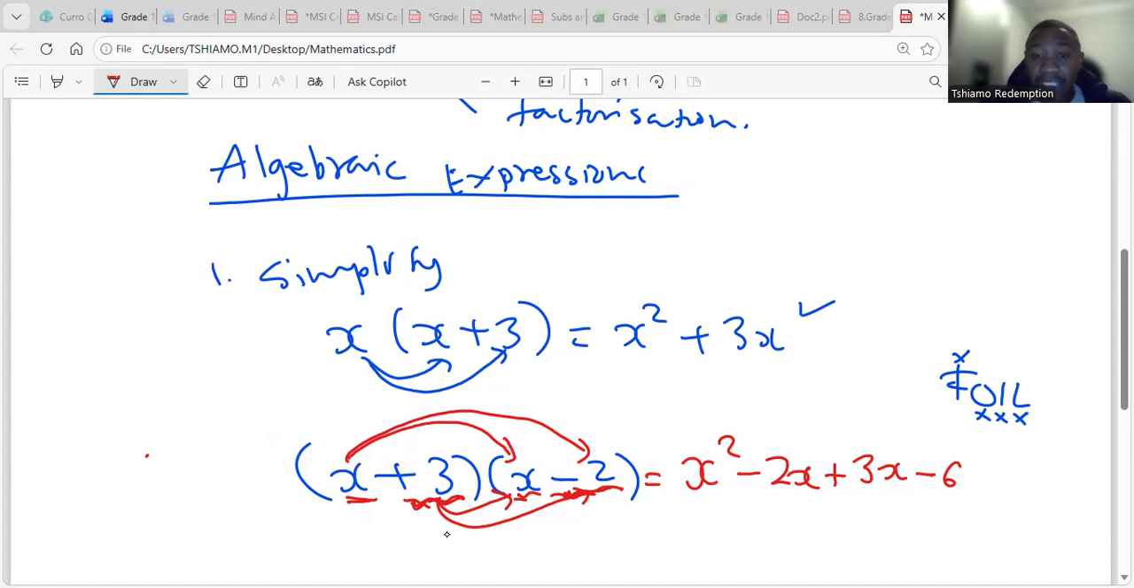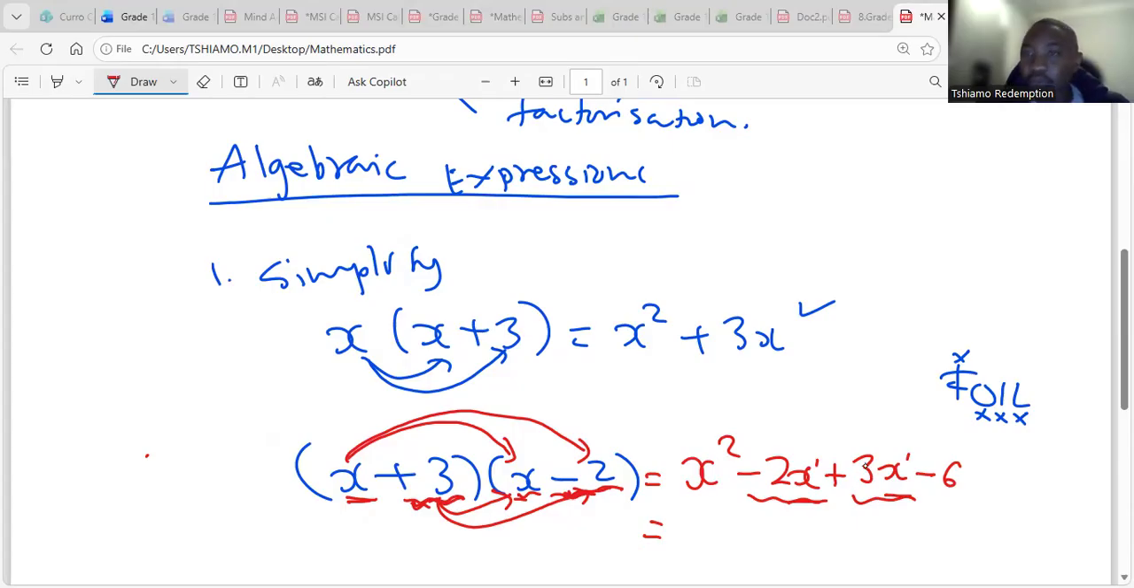And then what do we do from there? We look for like terms. What are like terms? Like terms are terms that have the same variable, the same letter, and the exponents of the variables are the same. So the variable must have the same exponents. So these two become like terms. They both have x, and the exponent for each is 1. So these two are like terms.